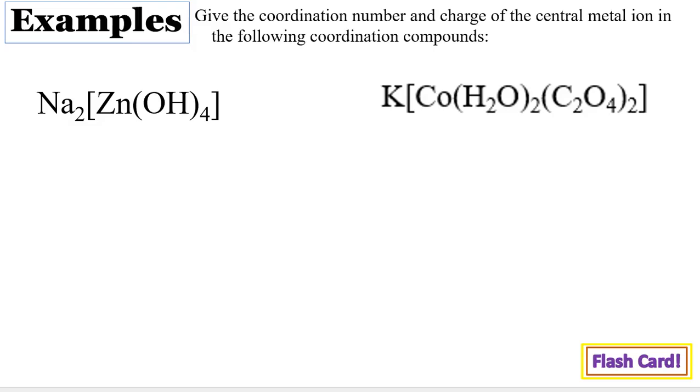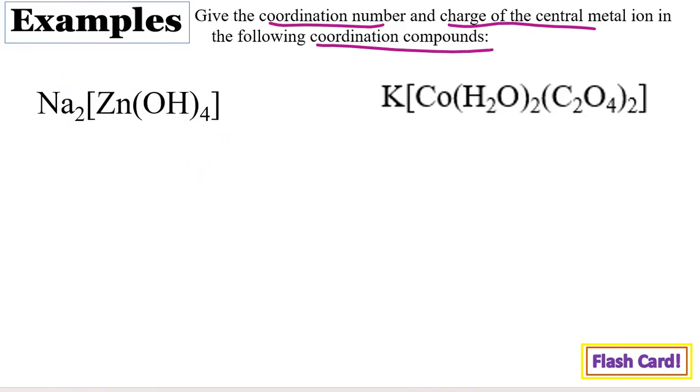Give the coordination number and charge of the central metal ion in the following coordination compound. So he wants to give the coordination number and the charge of the central metal ion. So first we want to assess each of the complexes here. As you can see, we have our counter ions and the complex ions here, so we're dealing with a coordination compound. But in order to get the coordination number and the charge of the central metal ion, or simply the oxidation number, we want to make sure that we disassociate these into the complex ion and the counter ion, so we isolate that complex ion on its own.